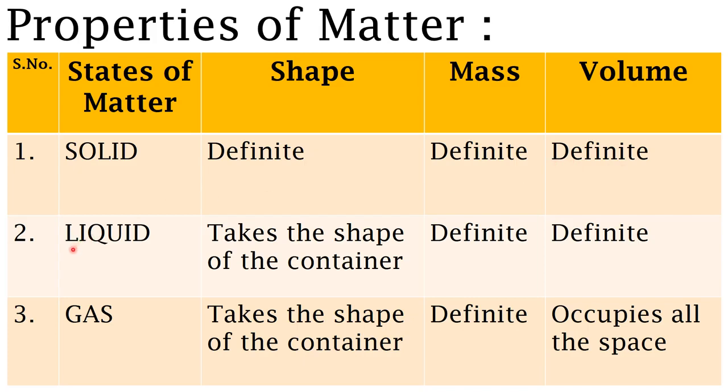If we talk about liquid, it takes the shape of the container. Yes, its mass is fixed or definite. As far as volume is concerned, it is also definite. For third state, that is gas, they take the shape of the container. As far as mass is concerned, they do have fixed mass or definite mass. Volume, they occupy all the space available to them.